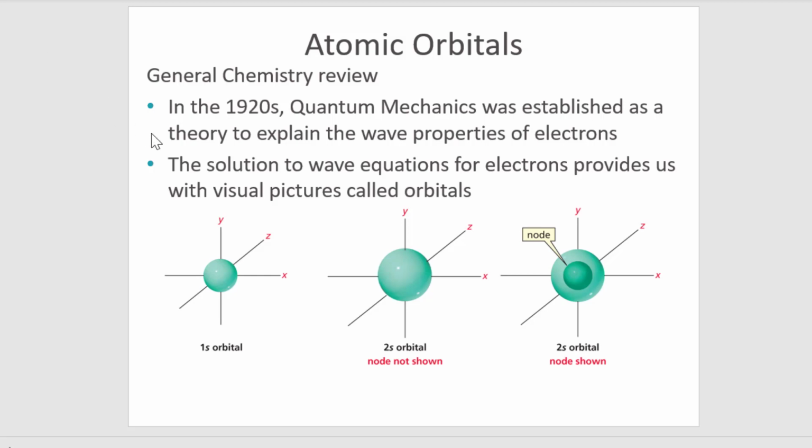The way that we're going to look at it is not through math, but mathematical drawing representations. So we're going to simplify it in a qualitative way. The solution to wave functions for electrons provides us with visual pictures, and it's these pictures we're going to be working with. And understand, these are mathematical model representations. So within a shell, as you think of the orbit, there are different types of orbitals that the electrons can reside in.